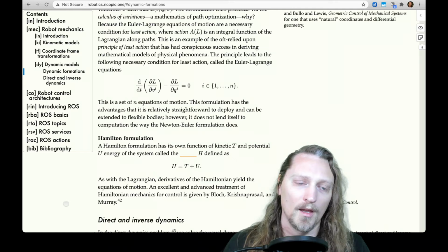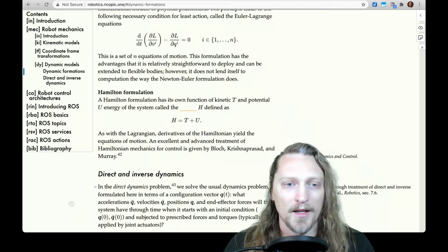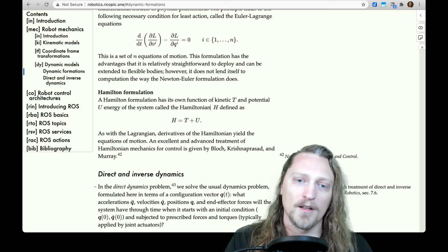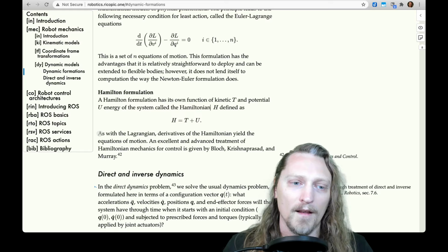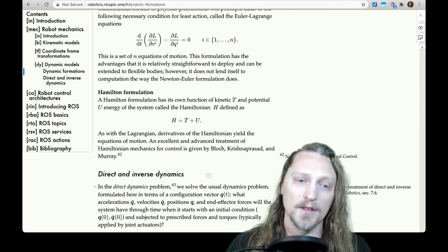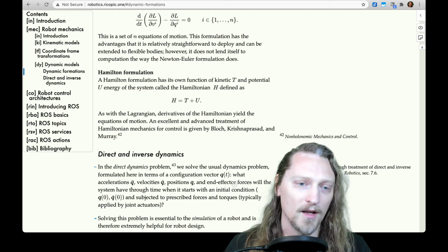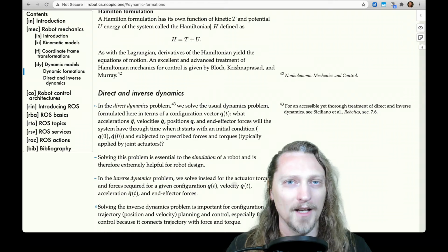The Hamilton formulation, the third and final formulation. A Hamilton formulation has its own function of kinetic and potential energy of the system called the, you guessed it, Hamiltonian, H, defined as T plus U. As with the Lagrangian, derivatives of the Hamiltonian yield the equations of motion. An excellent and advanced treatment of Hamiltonian mechanics for control is given by Bloch, Krishnaprasad, and Murray. I recommend it. Direct and inverse dynamics.